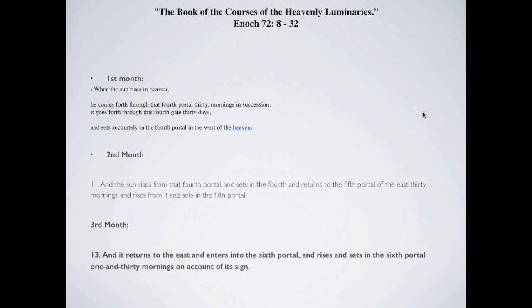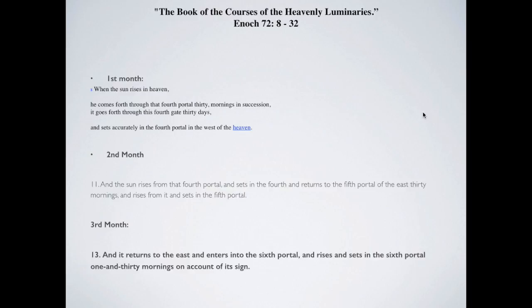Now the third month, Enoch chapter 72 verse 13, it says, and it returns to the east and enters into the sixth portal and rises. Let me explain. A portal, please go and read this section of the book of Enoch. A portal is just the openings in the east and west of the heavens, where the sun, the moons, and all the luminaries come out and go in from. So he said, on the third month, it returns to the east and enters into the sixth portal and rises and sets in the sixth portal, 31 mornings, on account of its sign. So the third month is 31 days.